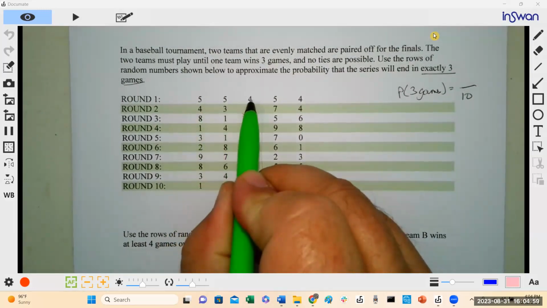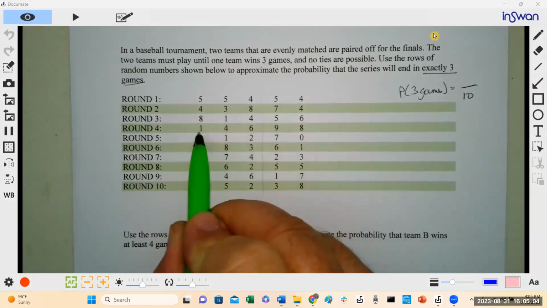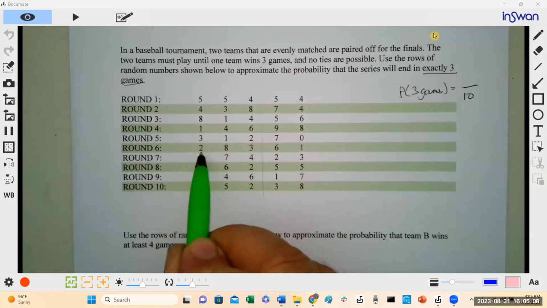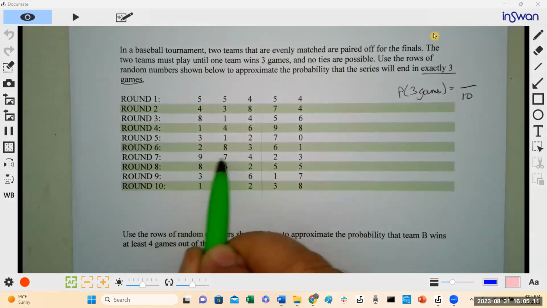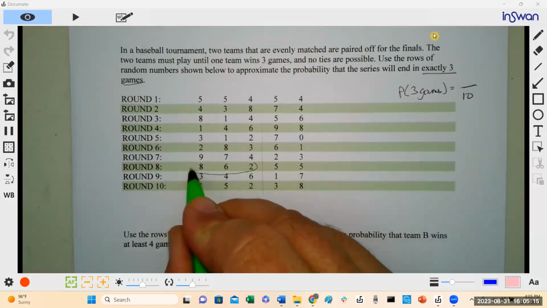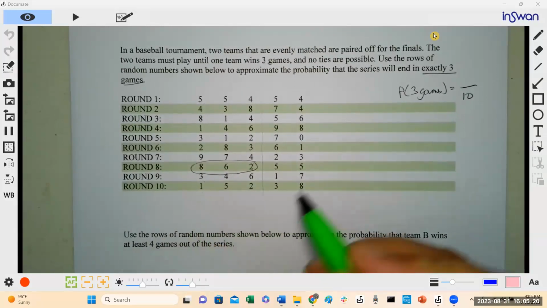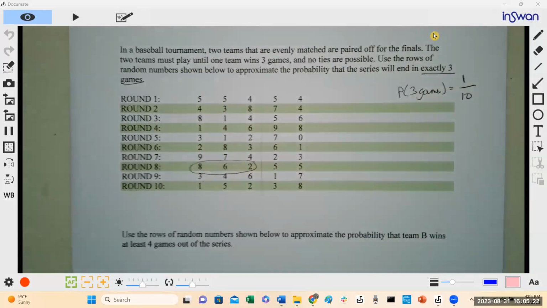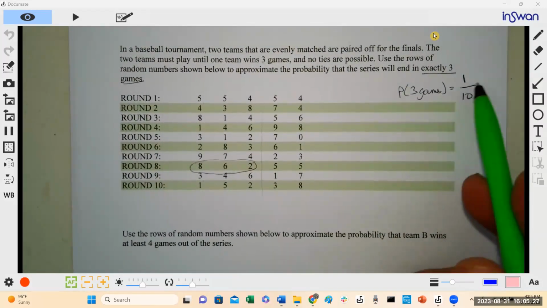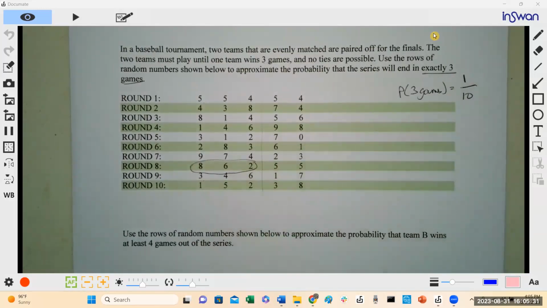Odd, odd, even, nope. Even, odd, nope. Even, odd, nope. Odd, even, odd, odd, even, odd, odd, odd, even, even. There's one right there. Odd, even, odd, odd. So again, it's the same thing. It only happens one time out of 10. So that's the probability that the series will end in exactly 3 games. It's 1 out of 10.